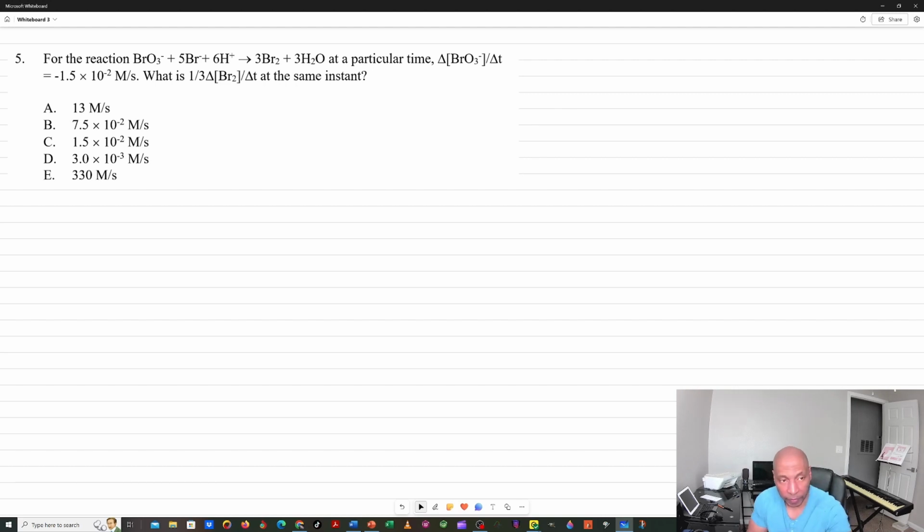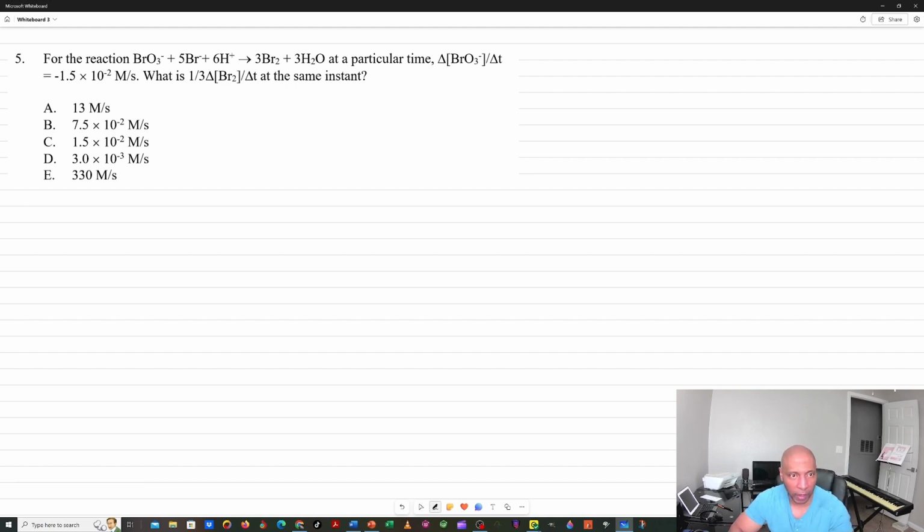So we know the conventional way of reporting the rate: if we take a product that has a stoichiometric coefficient of 1, the change in that concentration with respect to the change in time is the conventional way of reporting the rate. So you say, well, what if you don't have a product with a stoichiometric coefficient of 1?